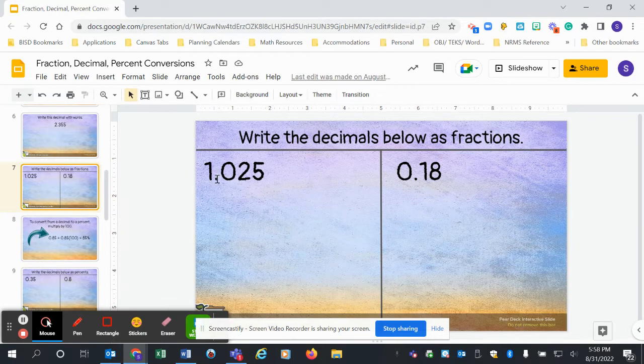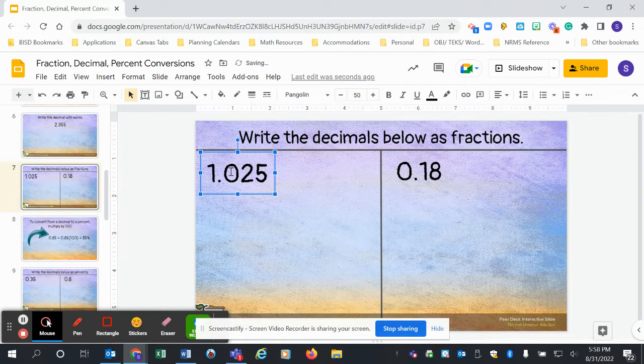As fractions, you have 1.025. So you're going to write 1 as a whole number. And then you're going to write this as a fraction. So remember to use your place value chart. We're going to have 25 thousandths, so it should be 1 as a whole number, and then 25 over 1,000, and then simplify.